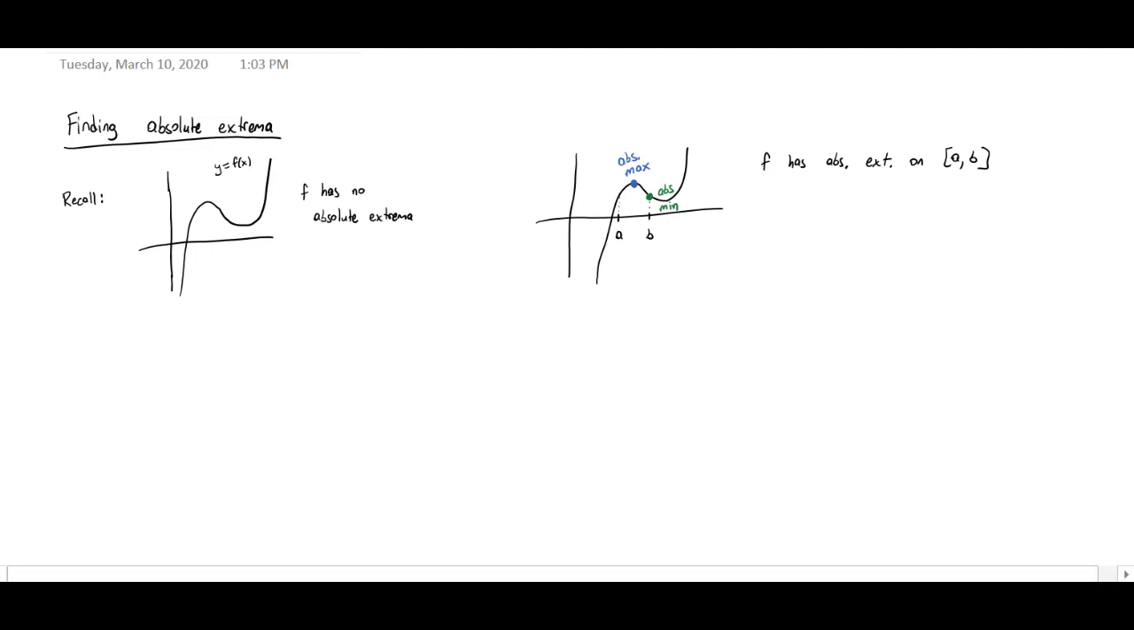So in general, a continuous function will achieve absolute extrema on a closed and bounded region.